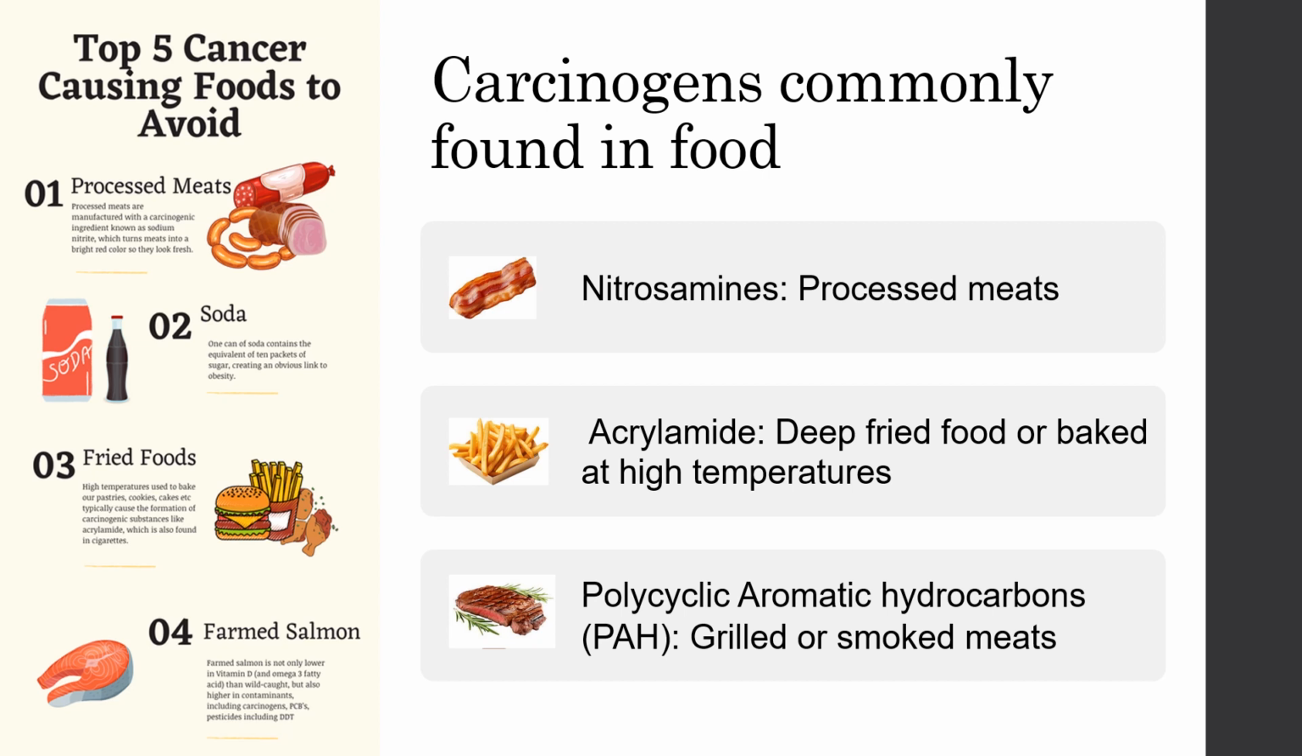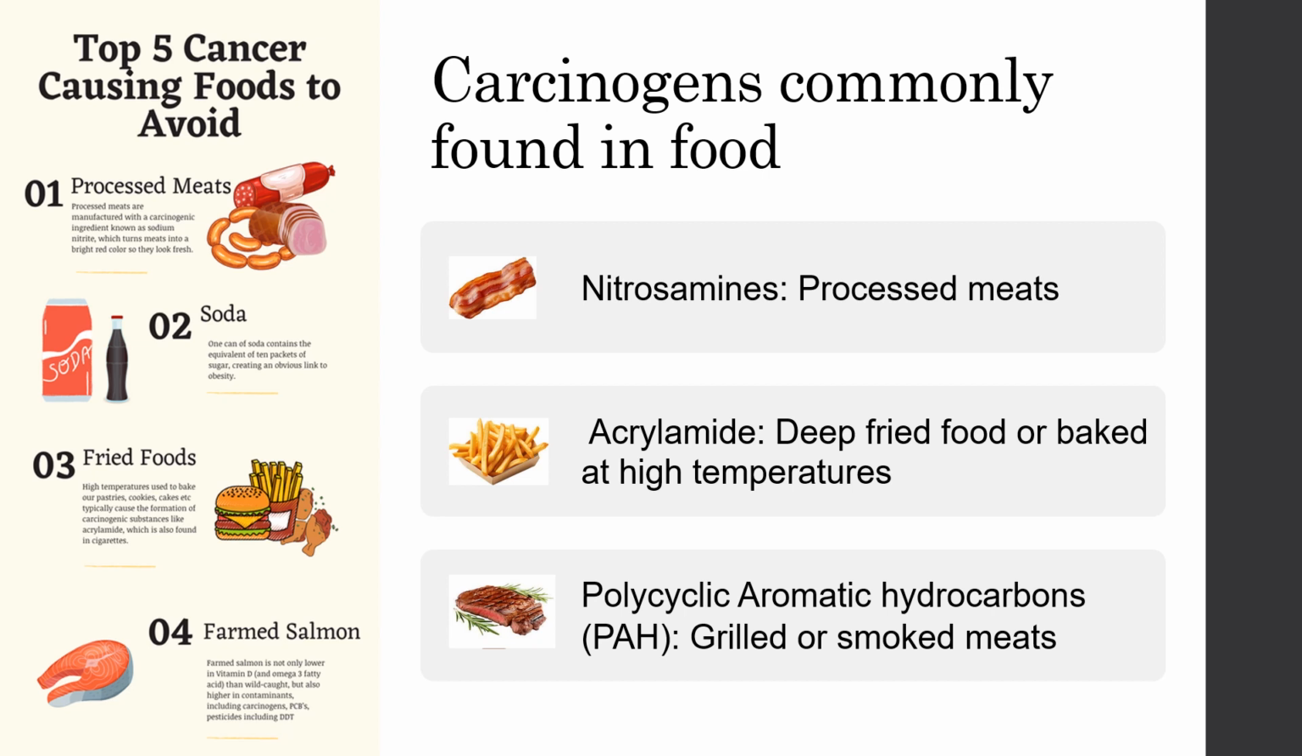On the picture to your left, you will see the top 5 cancer-causing foods, with the first being processed meats, then sodas, then fried foods, salmon, and lastly, but not seen in the picture, plastics, like for example, water bottles.